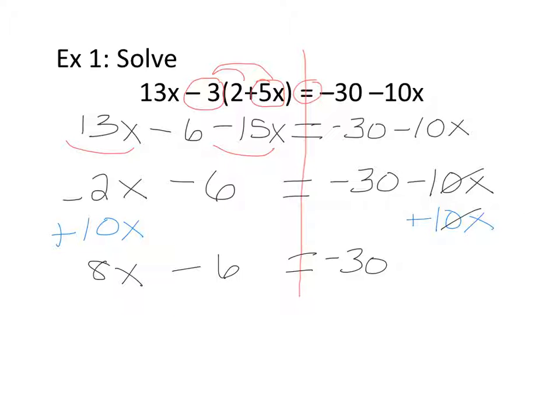Now, I have all my x's on the left-hand side. Now we can go ahead and move all of our terms without x's to the right-hand side. So we can take this negative 6 here, and we can add 6 to both sides. Now on the left-hand side, that leaves us with an 8x. The equal sign drops straight down.